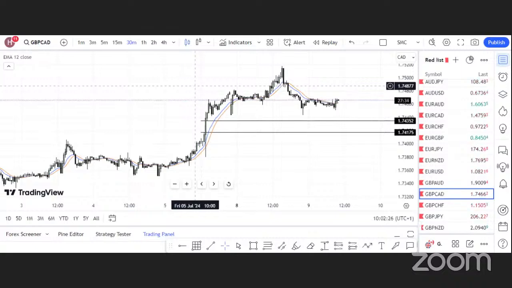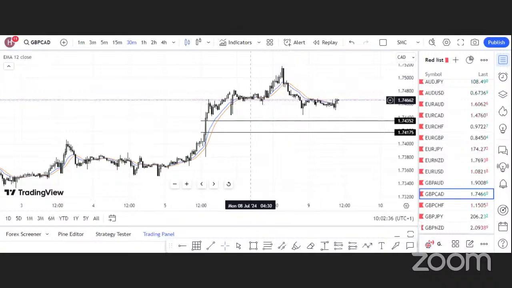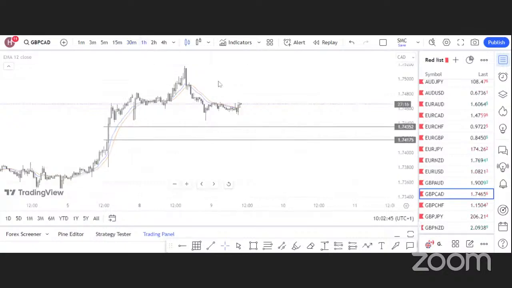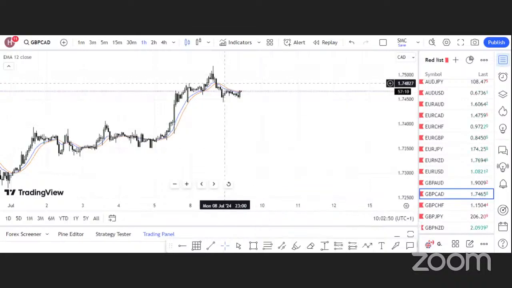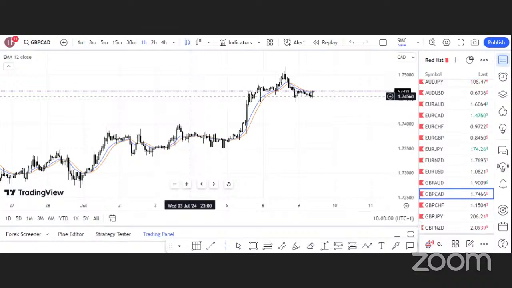Okay, so this is GBP CAD and this is a forex pair. This is the British pound against the Canadian dollar. All right, so to analyze this market, let's delete all the previous analysis. Okay, so I'm going to make a fresh analysis on the chart.